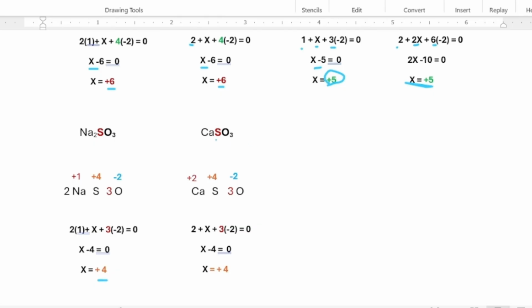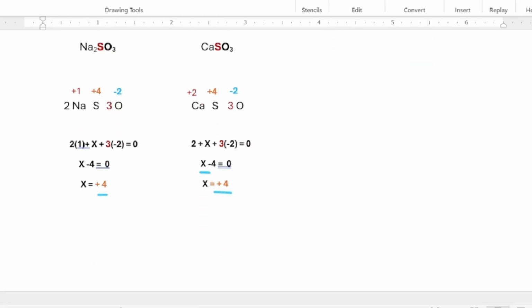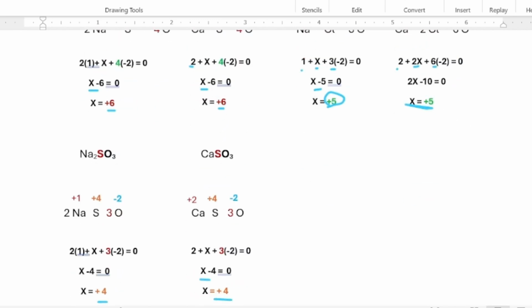Neutral compound. You have 1 calcium, 1 sulfur, 3 oxygens. x minus 4 is equal to 0. And same thing here. So if you know the oxidation number of sulfur in one sulfite radical, no need to go find it again if it is with a different metal here.